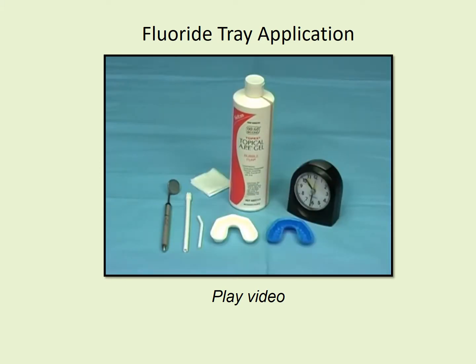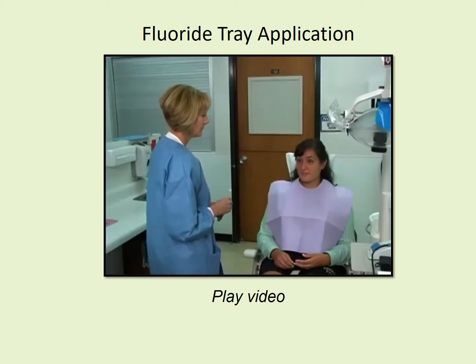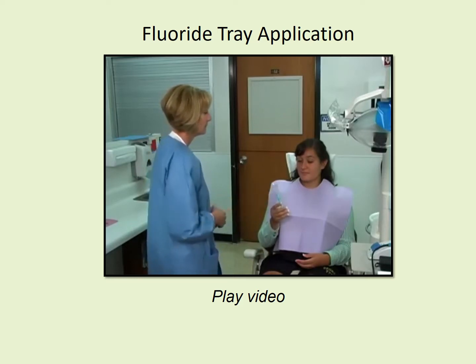The supplies needed for a professional tray application are 1 maxillary and 1 mandibular disposable fluoride tray, a 2x2 gauze square, a mouth mirror, saliva ejector, an air-water syringe tip, and a timer or wristwatch, and the appropriate fluoride agent that is based upon the patient's caries risk assessment. In preparation for the procedure, a rubber cup polish is not routinely necessary before fluoride application. A toothbrush is then recommended for biofilm removal.